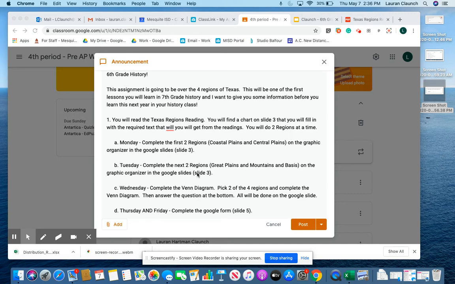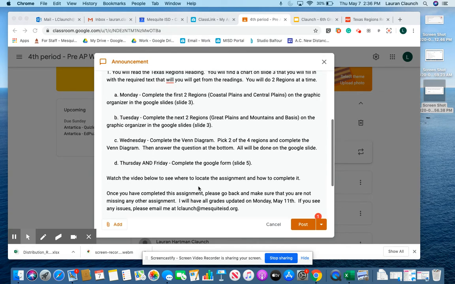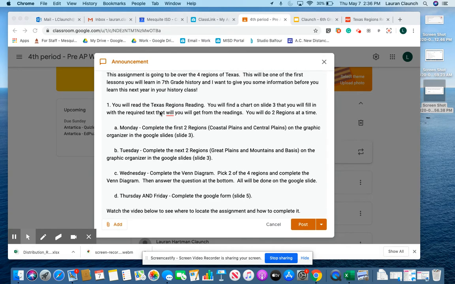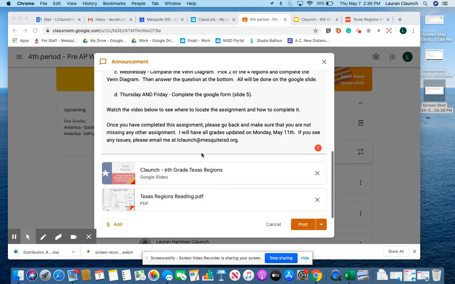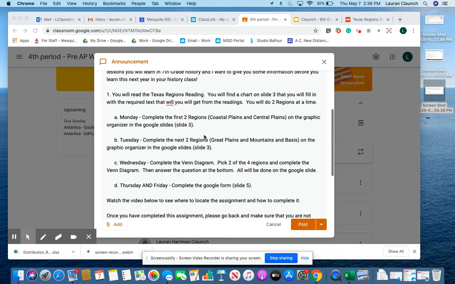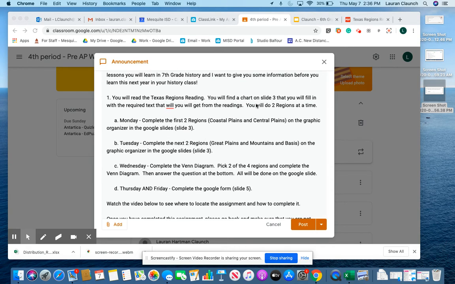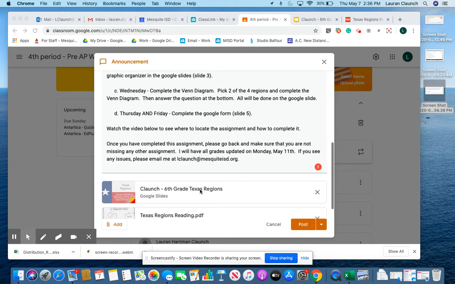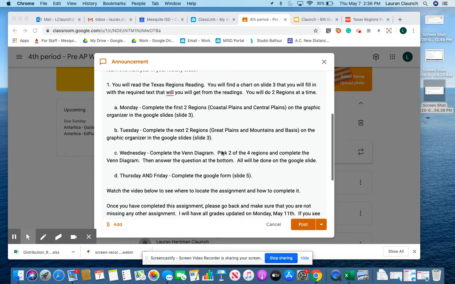So down here, I'm going to break it all down for you. You're going to read the Texas regions readings, which I do have located on there. You're going to find the chart on slide 3, and then we'll go through all of them too, that you'll fill out with the required text that you will get from the readings. You're going to do 2 regions at a time, and then I've broken it down to how I think it'll work best for you, working through this last week.